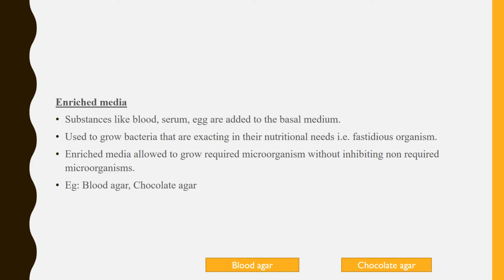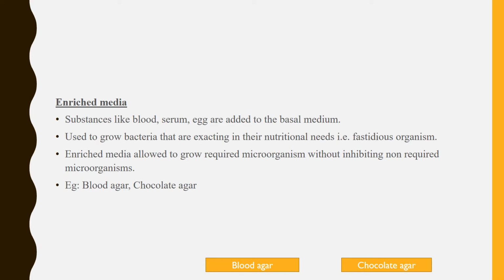Fourth is enriched media. Enriched media is used to grow the fastidious organism which have some special requirement for their growth, such as Staphylococcus aureus or Streptococcus pyogenes or Haemophilus influenzae, etc. So the enriched media allows the required microorganism to grow without inhibiting the unwanted or non-required microorganism. This is, you can say, advantage or non-advantage, both you can say.